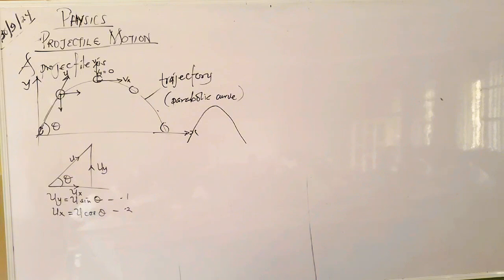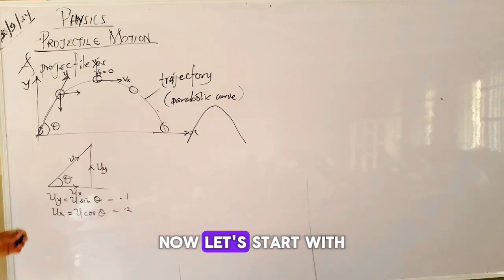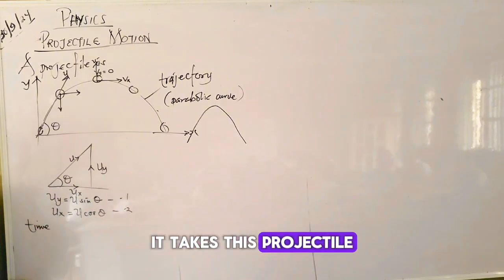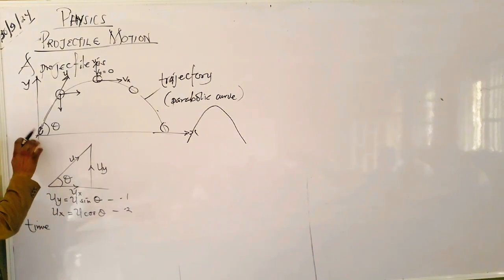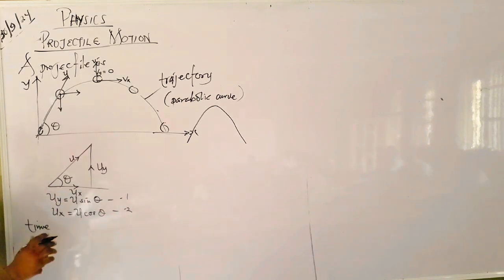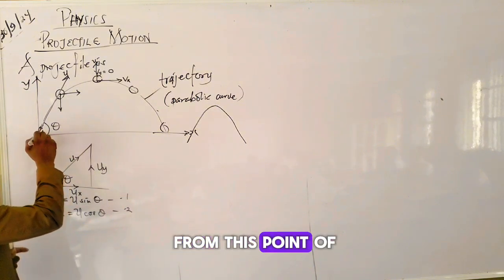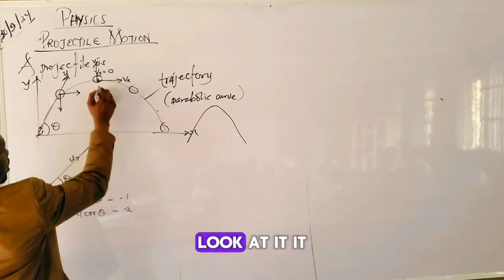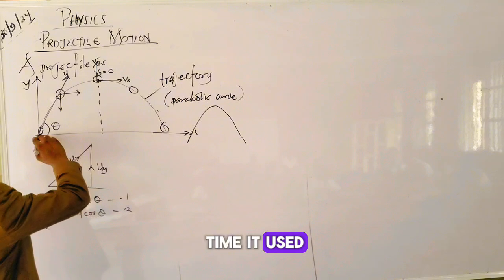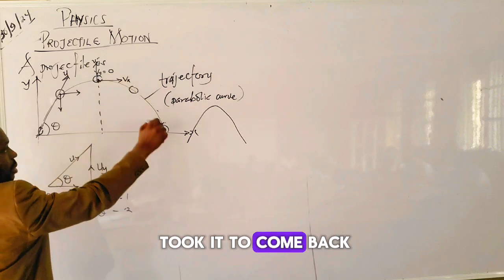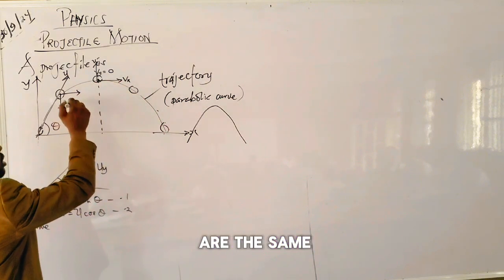So with this, we want to calculate, let's start with the time. To calculate the time it takes this projectile to move from the starting point, the point of projection, this is the point of projection. That's not the time of flight. We mean the time it moved from this point of projection to the highest height. So there are two times. We can separate the time: the time it used to move to this point and the time it took to come back. They are the same. So this T, this T.